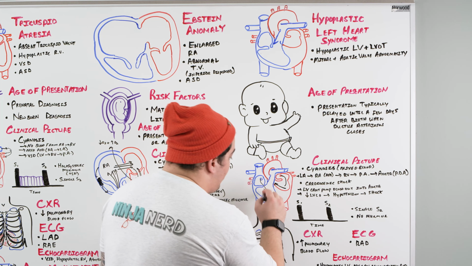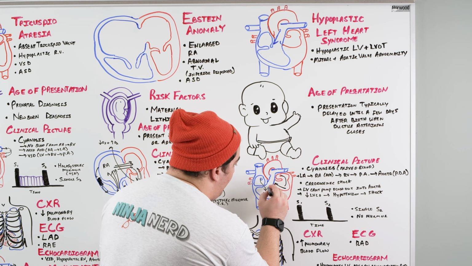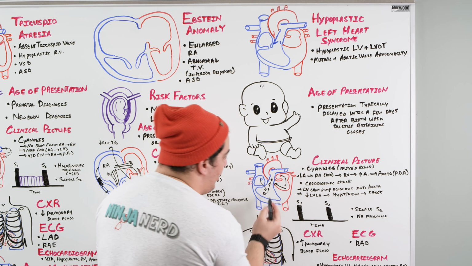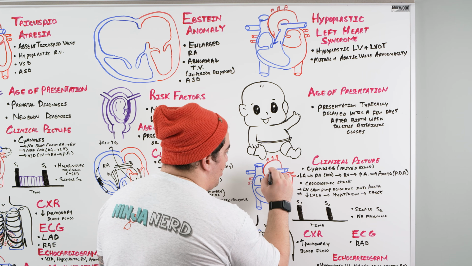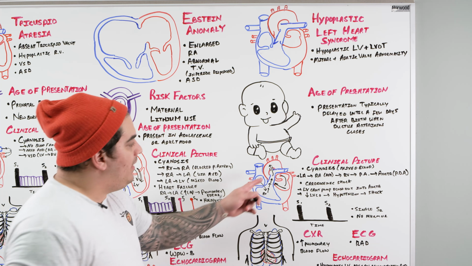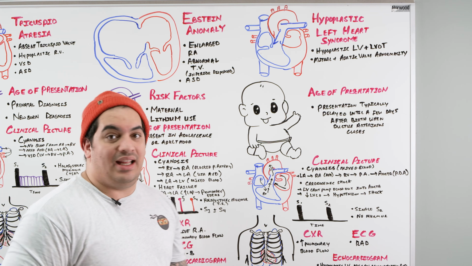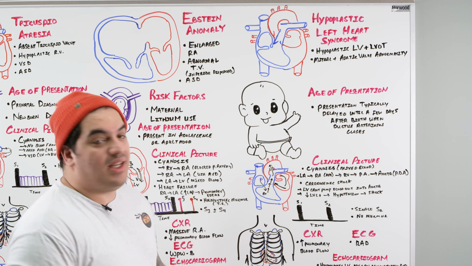Then from the right atrium, it'll go down to the right ventricle. From the right ventricle, you'll pump this blood into the pulmonary artery. And then from the pulmonary artery, you know you have this structure here called the PDA. You'll pump this blood from the pulmonary artery into the PDA. So what happens is you get a mixing of blood.